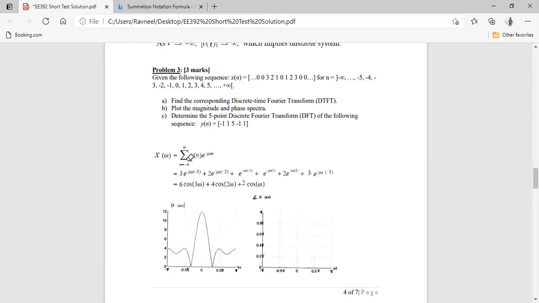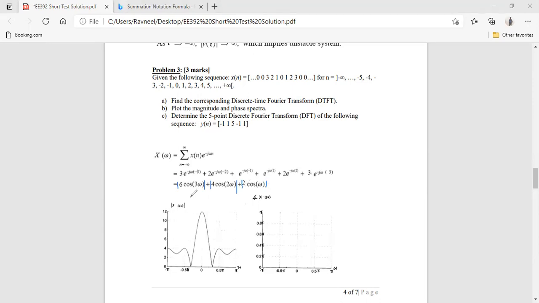So it was simple. Just take these values and substitute them into the formula, and you should be getting this. It was very simple for the first part. For B, plot the magnitude and the phase. What you needed to do was draw the phase. It was the phase of this, plus the phase of this, plus the phase of this, isn't it?